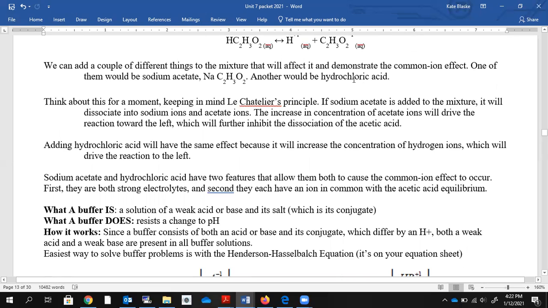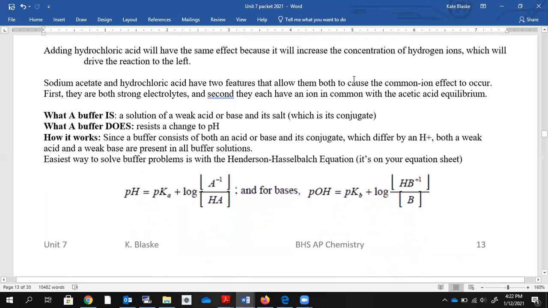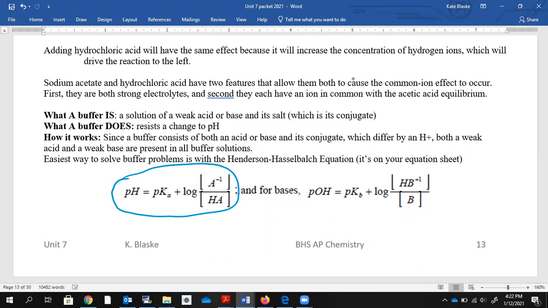In order to help us do the math and the calculations that this is going to require, we could do ice charts. We could totally do ice charts, but the math of the ice charts gets gross. It gets very complicated. It gets to the point where we cannot avoid quadratics or doing some sort of weird estimates to make things happen. The easiest way to do these calculations is with this equation called the Henderson-Hasselbalch equation. It is on your blue equation sheets. This version is the one that's on your equation sheet.